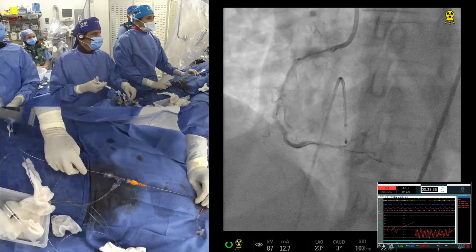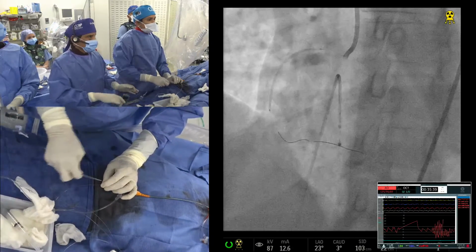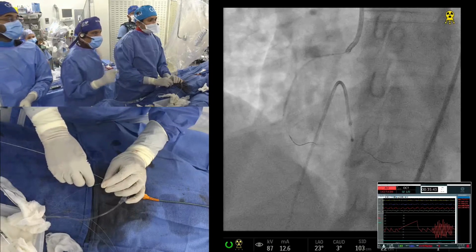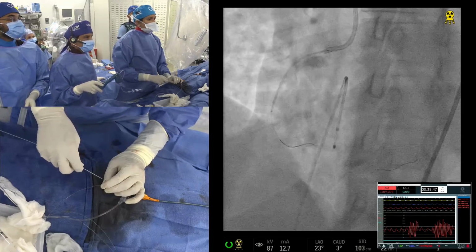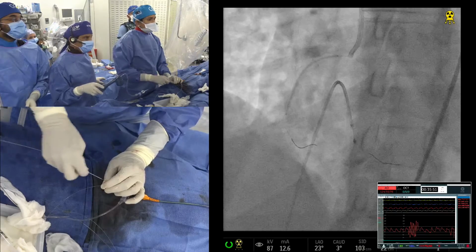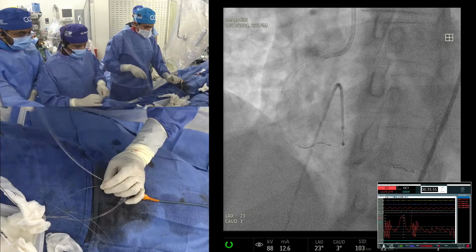I'm surprised. It looked to be such a good guide. You want to go back with the balloon again? Yes, more distal tip, balloon. There's also significant tortuosity there, and we are not using any guideline.